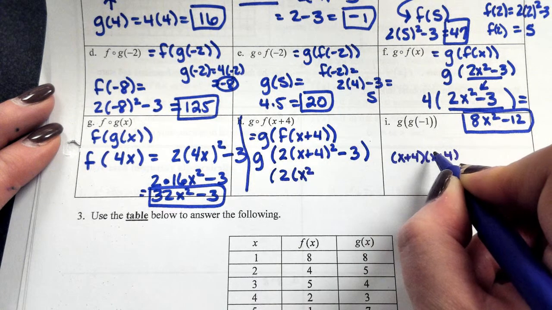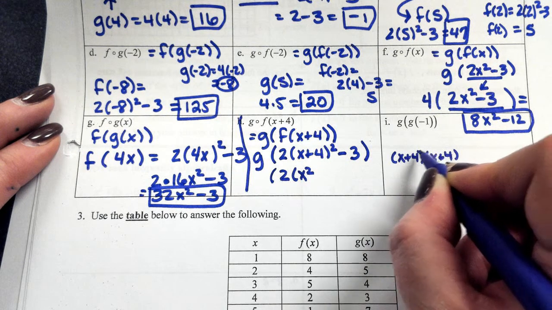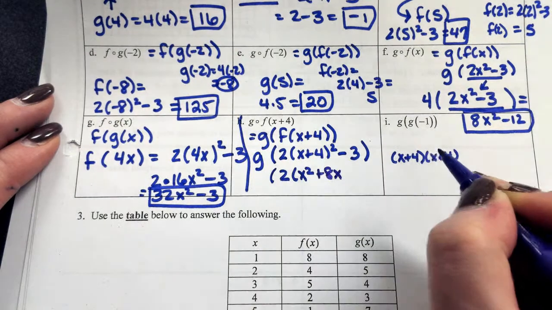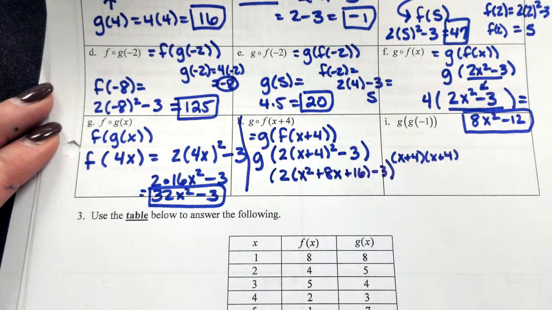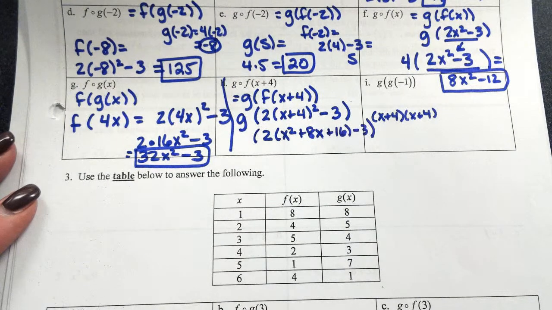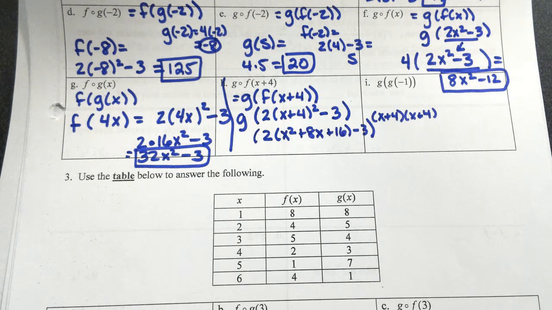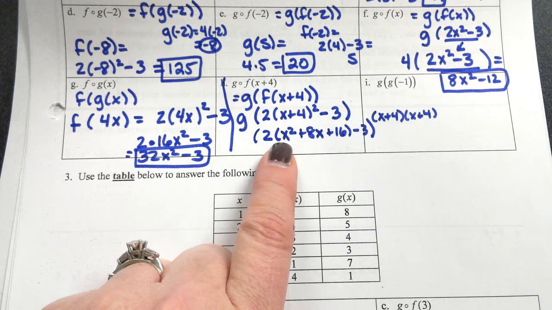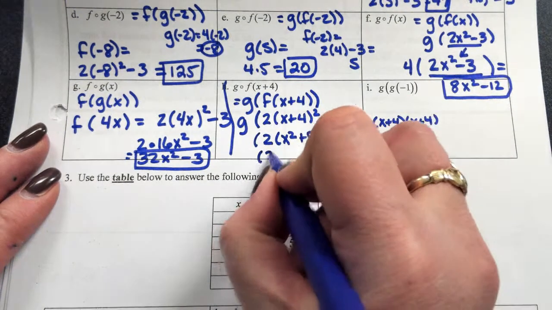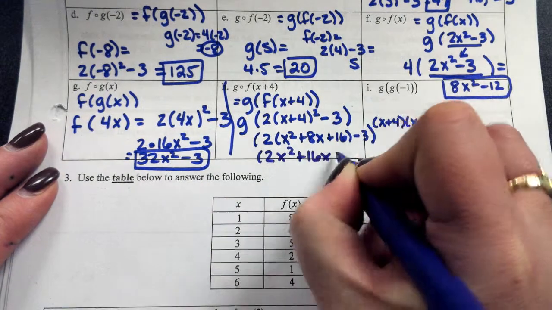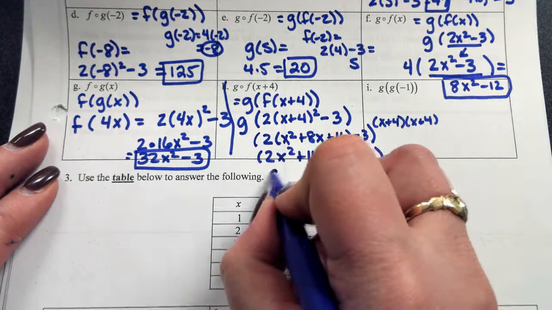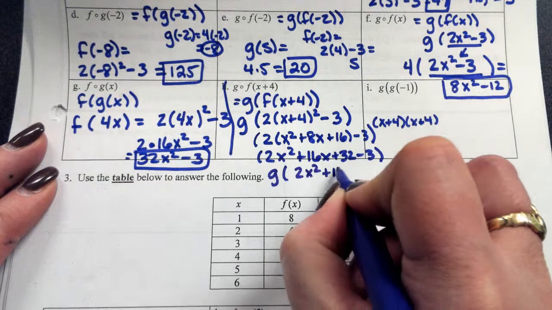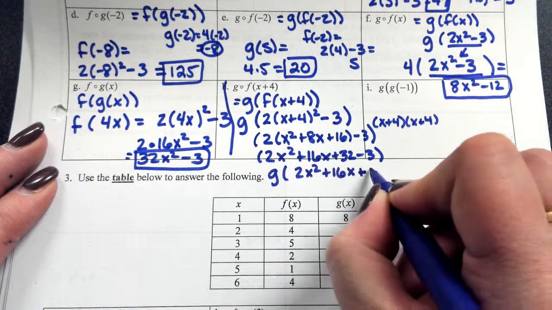So my first terms are x squared. Outer term is 4x, inner term is 4x, so I'm going to get an 8x. And then 4 times 4 is 16, minus 3. I have 2 operations left to do. By PEMDAS, what's my next operation to do? I'm going to have to distribute the 2. So I have 2x squared plus 16x plus 32 minus 3. So finally, what I have here is 2x squared plus 16x. 32 minus 3 is 29.